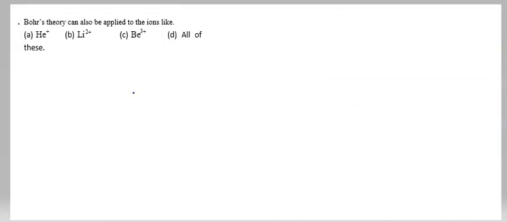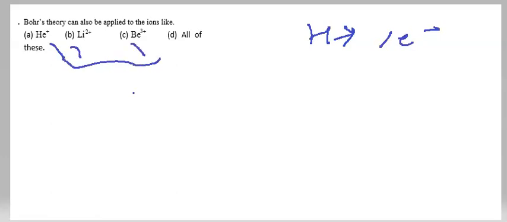So the question is, Bohr's theory can also be applied to which of the atoms, right? Bohr's theory is majorly applied to hydrogen atoms, right? Which means atoms having only one electron. So all three are valid for Bohr's theory. So all of these are right for this.